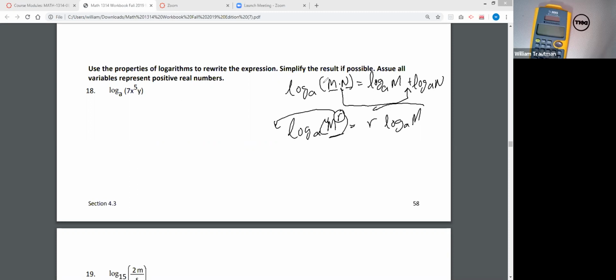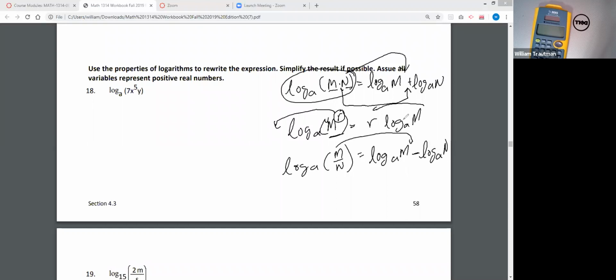Just like multiplying changes to adding, if we have a log of A, M divided by N, it can be changed to two different logs, log AM and log AN, but you subtract. When you divide, you subtract. When you multiply, you change it to add, but when you divide, you change it to subtract. You could break it into two different logs, but you're subtracting them.